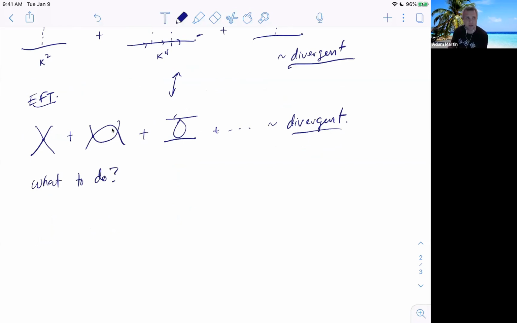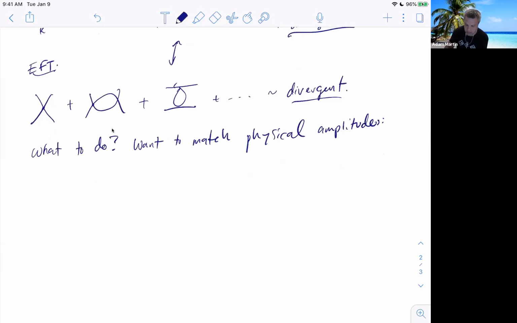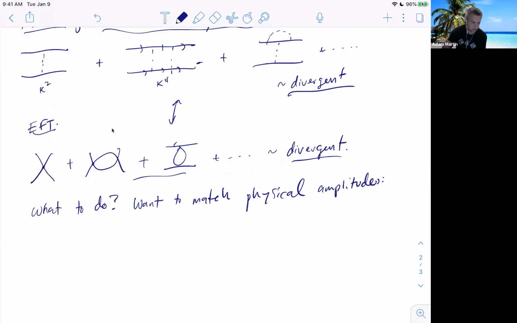We don't worry about this because what are we matching? We want to match physical amplitudes. Divergences show up as this intermediate step. We get rid of them with counterterms. So the thing that we want to match is not just these diagrams, but also the counterterms that we would have to write down in the full theory and in the effective theory. So let's flesh that out a little bit.